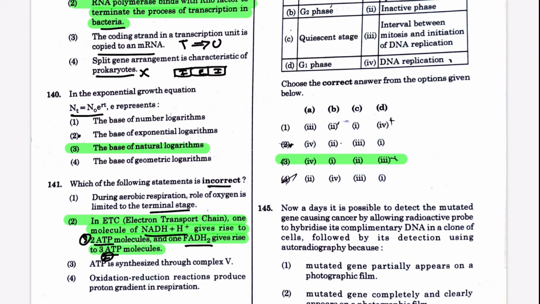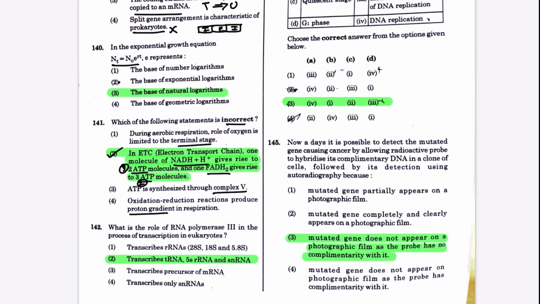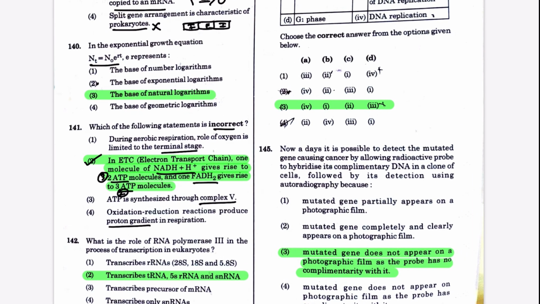Okay, so third one, ATP synthesized through complex 4, it is right. And oxidation reduction reactions will produce a proton gradient. Obviously, because of this proton gradient only, there is this ATP formation, right? Okay, so option 2 is the incorrect option. Okay, so 142, it's an easy question, right? The role of RNA polymerase 3 in the process of transcription in eukaryotes: RNA polymerase 3 will transcribe tRNA, 5S rRNA and snRNA.